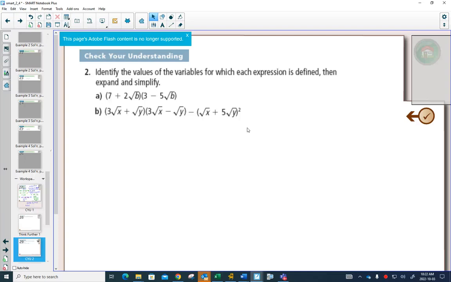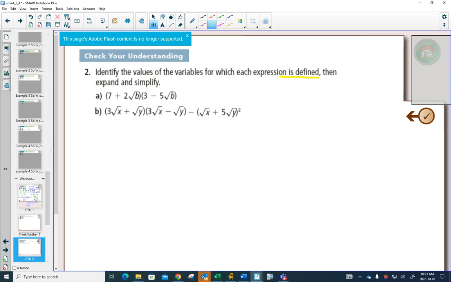So this is back on page 122. So reading this question, it has this again. It says identify the values where each expression is defined. Again, what does that mean? That means we're looking at where things are possible. And what can't we do? We can't take square roots or fourth roots or sixth roots or any even root of a negative number.